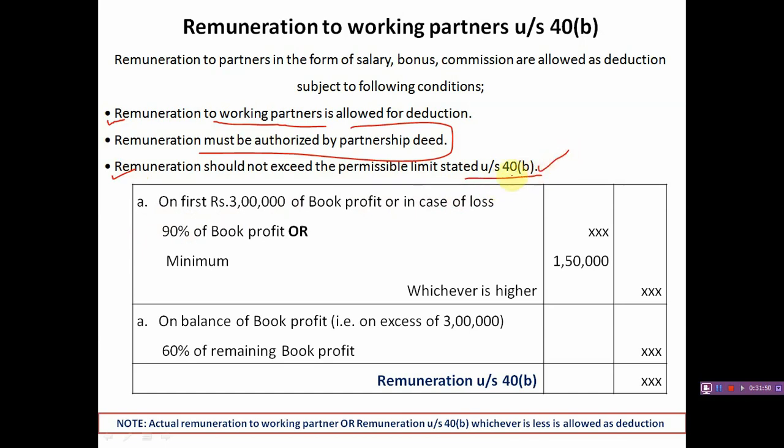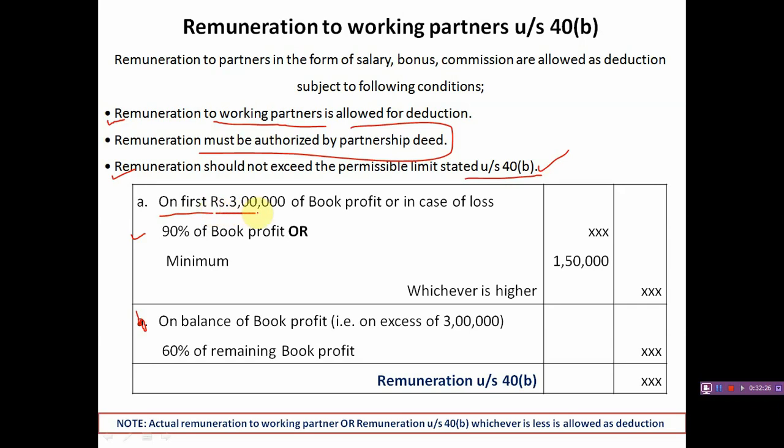Calculation of remuneration under section 40(b). There are 2 steps. It is based on book profit. As we discussed in the previous slide, the permissible remuneration under section 40B is based on the book profit. The first step, when the book profit exceeds rupees 3 lakh, or we will see the format first.